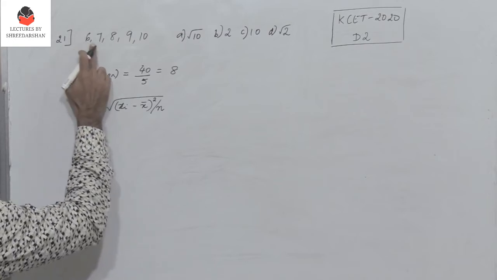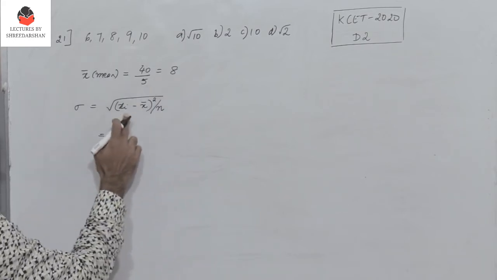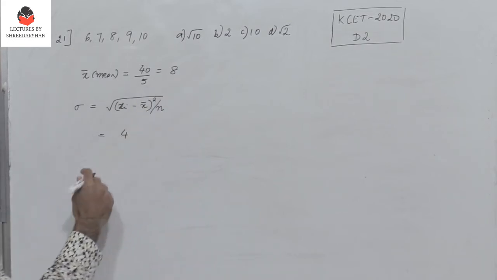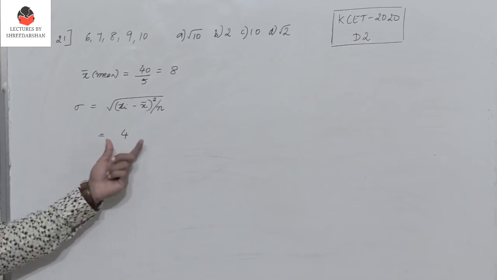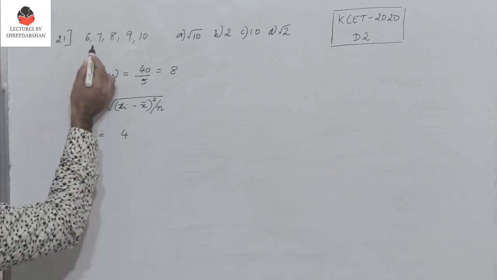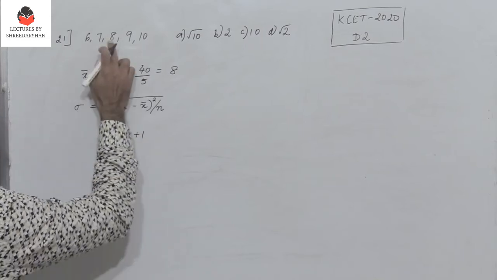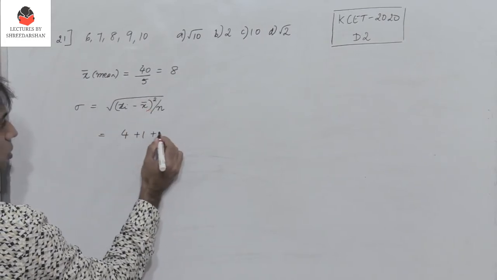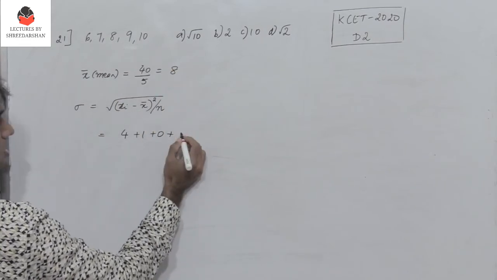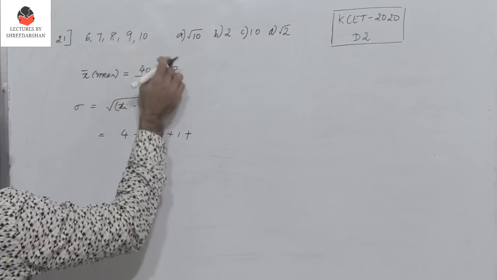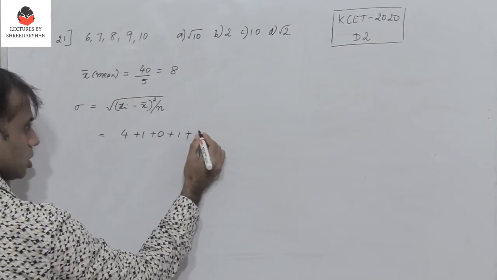So first is 6 minus 8, which is minus 2 the whole square, which is 4. So let me square and write the term directly. Next 7 minus 8, which is minus 1 the whole square, which is plus 1. Next 8 minus 8 is 0. Next 9 minus 8 is 1 square, plus 10 minus 8 is 2 square, which is 4.